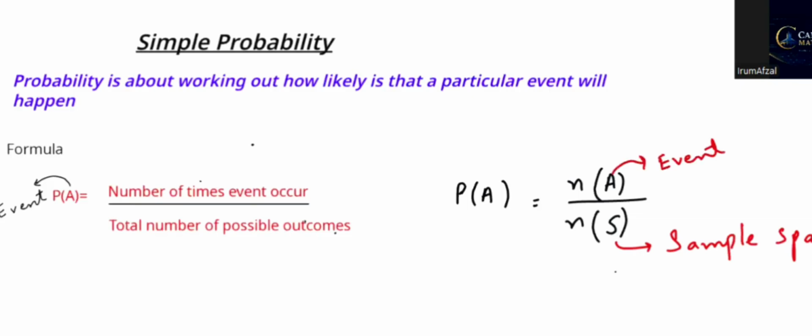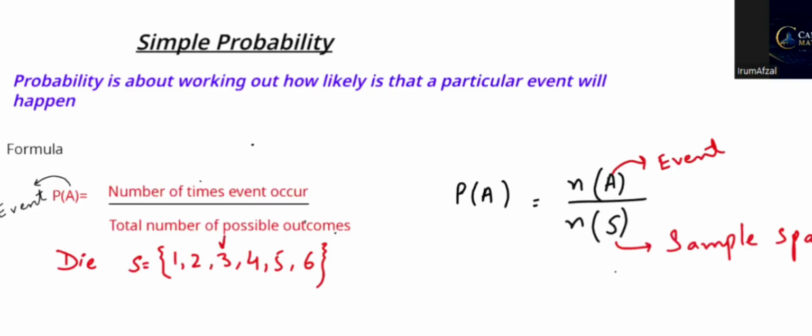In a very simple example, if we have a die and we want to check how many times 3 will occur when rolling a die, what is going to be the sample space? The sample space is going to be the numbers that we have on the die: 1, 2, 3, 4, 5, 6. Basically, these are the numbers on a die, and we want to check the probability that 3 will occur.